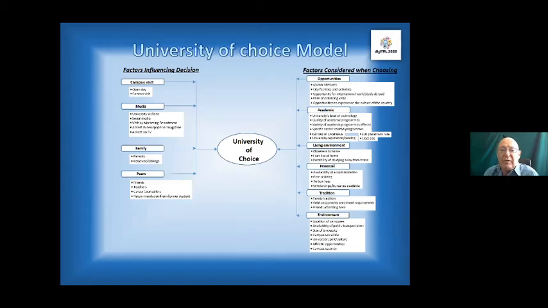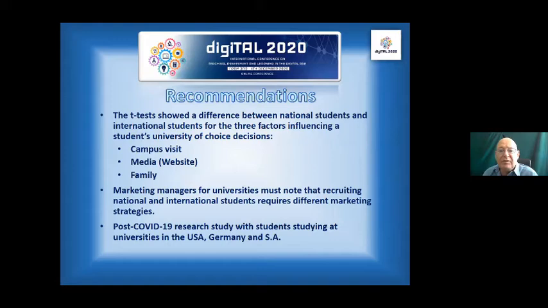Some of the recommendations which we're making come from a t-test where we looked at the differences in responses between the national and international students. Although the international students were a very small group, the local students had identified campus visits as important, while international students found very important people coming to their campuses around the world and recruiting there. They also valued the website, what data they could obtain from it, and then family. So when you're looking at the marketing of universities, the marketing department has to focus on different recruitment and marketing strategies for different groups, nationally or internationally.